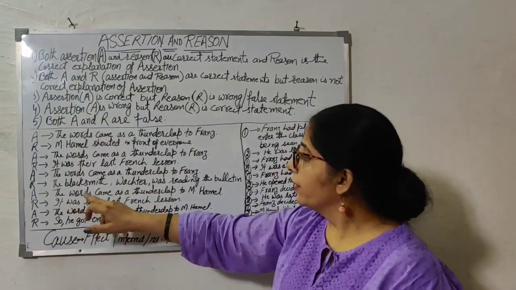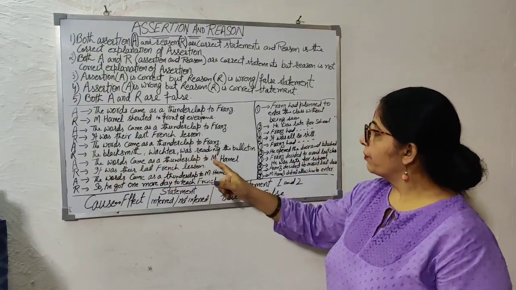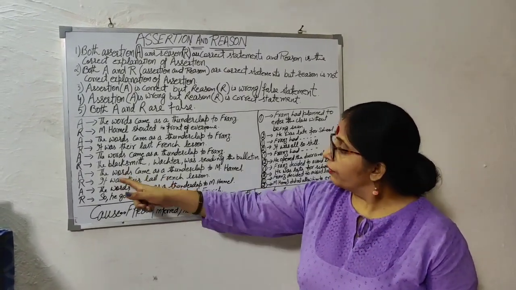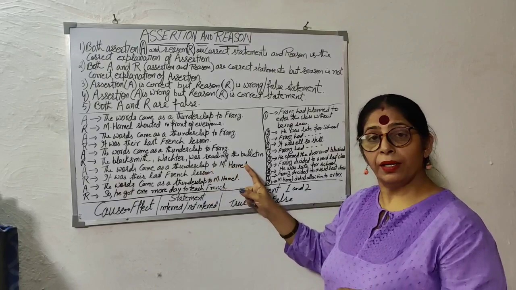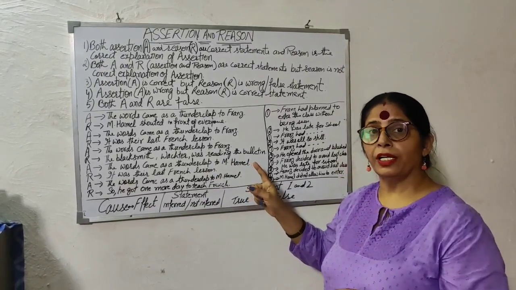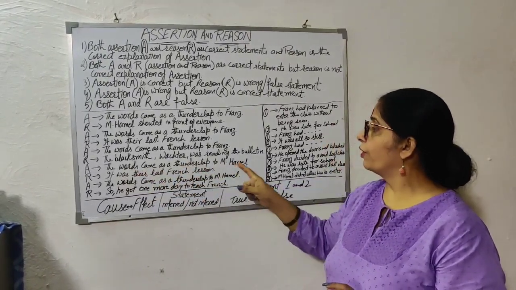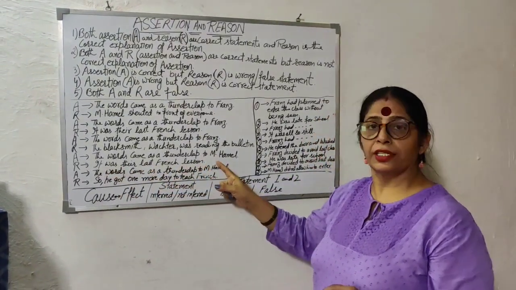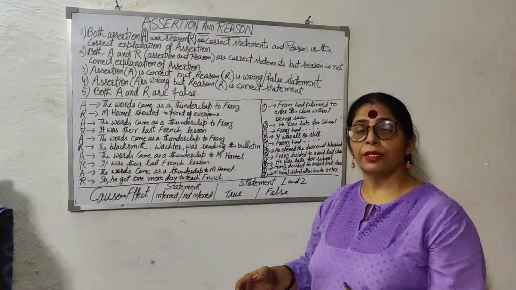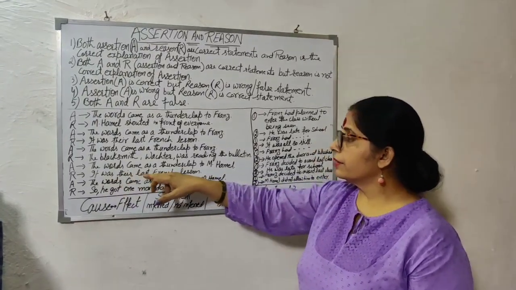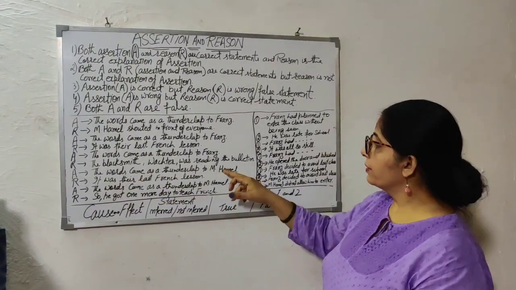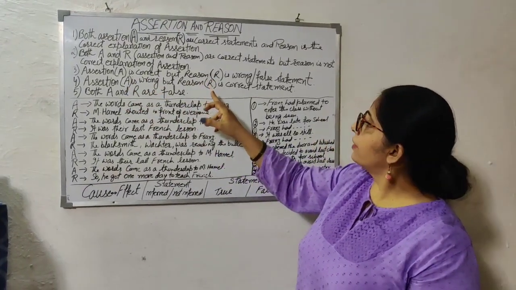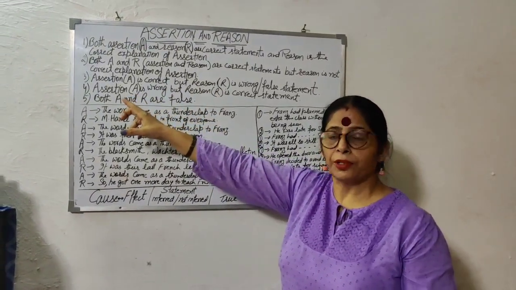Another example. The words came as a thunderclap to M. Hamel. Now you are to read it correctly. Words came as a thunderclap to M. Hamel or France? It was actually France. So it means the assertion is wrong here. And the reason, it was their last French lesson, is correct independently, this is a correct line, okay, but the assertion is wrong. So assertion is wrong, reason is correct, it means this is the fourth option.